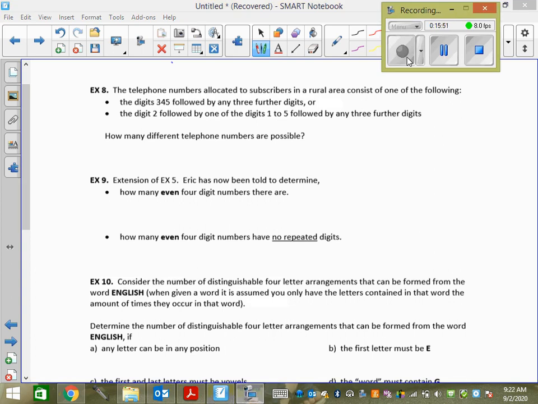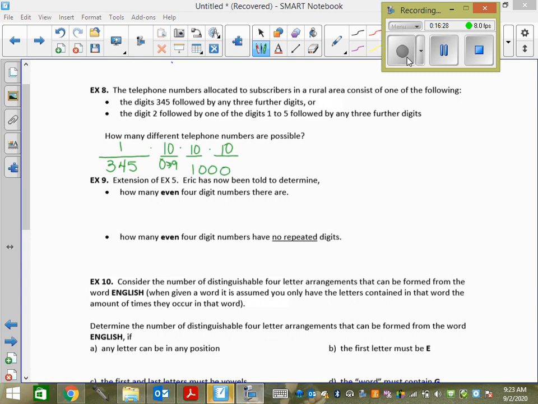The telephone numbers allocated to subscribers in a rural area consist of one of the following. The digits 345. So you could either go 345 and go 111, or you could have gone the digits 345, which is 1. Either way, it would still get you 1, right? If you don't have options, you have to pick 3, then 4, then 5, followed by any 3 further digits. So these can be 0 to 9, right? So 10, 10, 10. So we get 1,000.